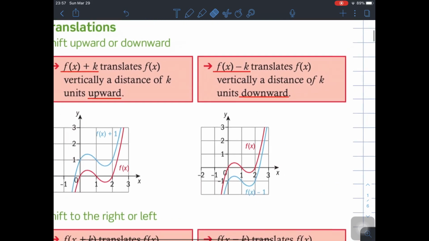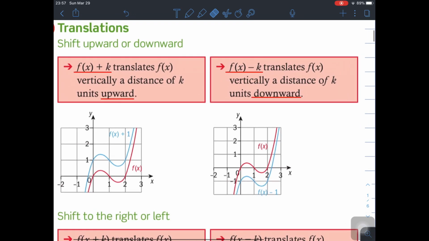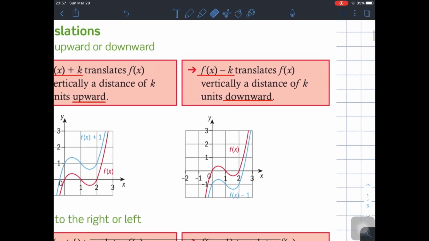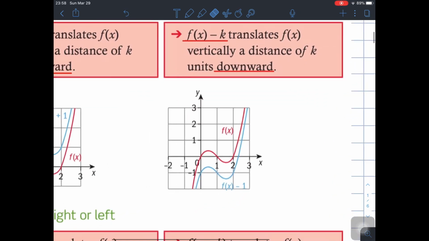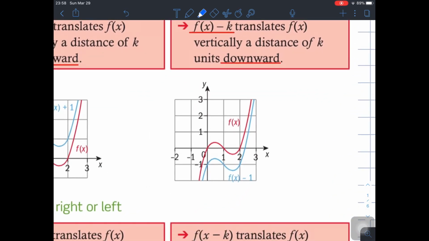Then the same thing happens for this case. F of x minus k translates f of x vertically a distance of k units downward. So in this case, we have the original function, which is the red one, this red one over here. So if we were to graph f of x minus 1, all of the points go downward 1 unit, right? 1 unit, and then we can graph the new function.